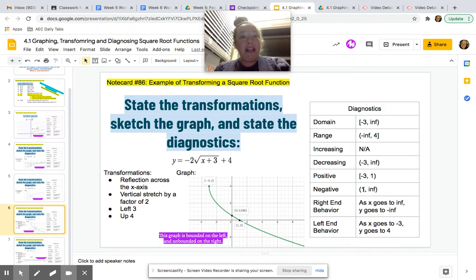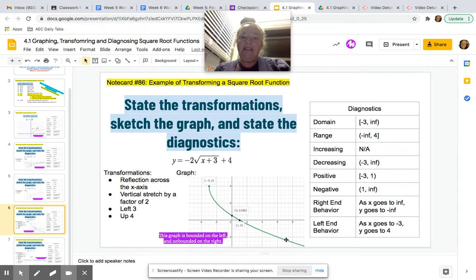1 cannot have a bracket on it because the y value at the 1 is 0, and that is not negative. Right end behavior. So as x goes to infinity, that's always the setup for the right end behavior. As x goes to infinity, what's happening to these y values? They're going to keep getting lower and lower and lower, so they're going towards negative infinity.